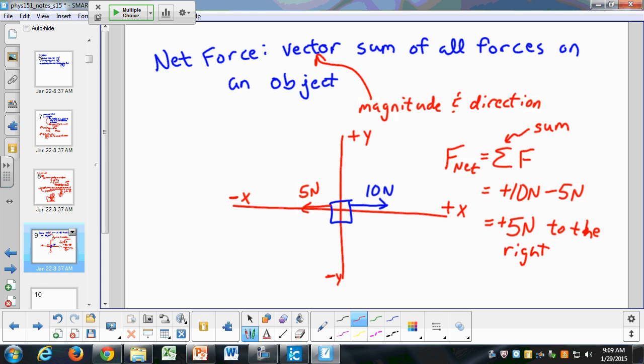All right, so that's one thing I want to point out is the net force, which is just the sum of all the forces. But not just any old sum, it is the vector sum of all the forces.